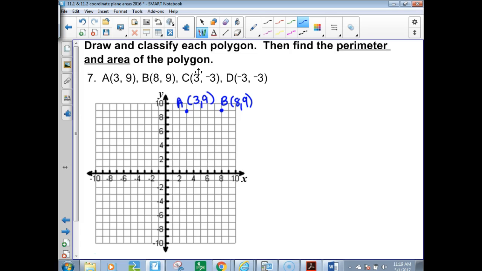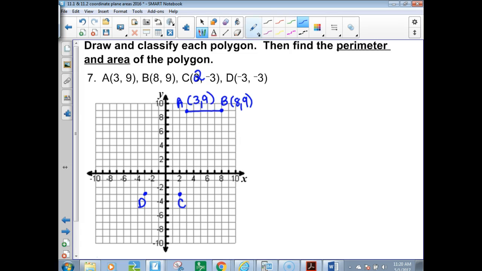Now, I believe this is correct. 2, -3 on your paper. Right. And -3, -3. Kind of a rhombus, because it looks to me like BC and AD are going to be much longer.